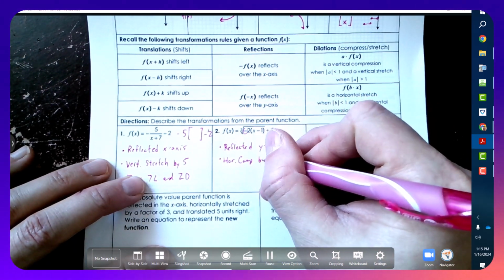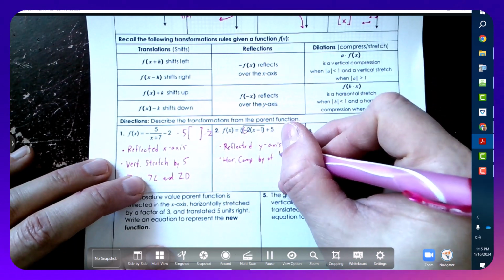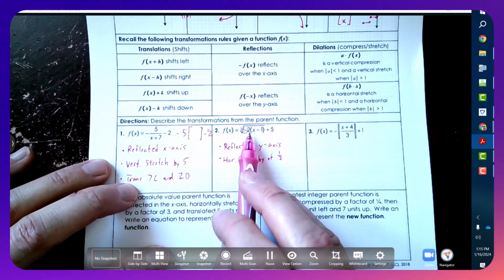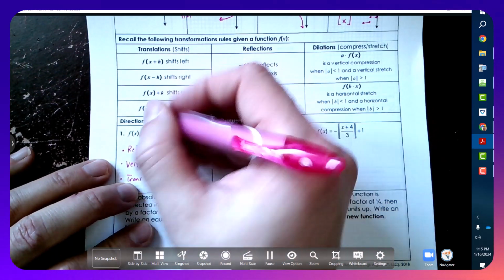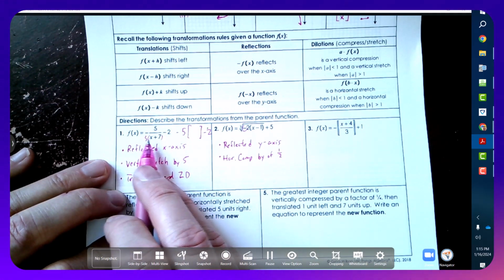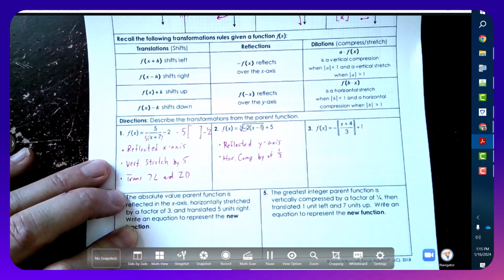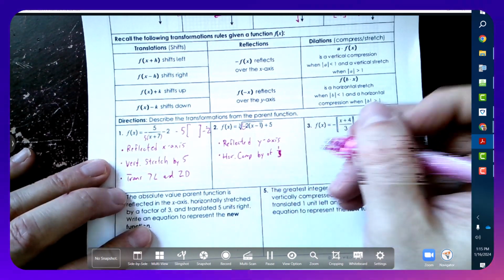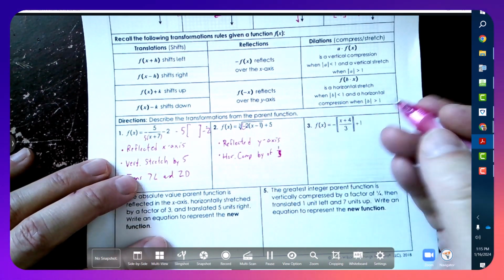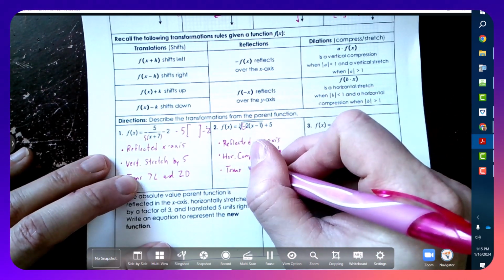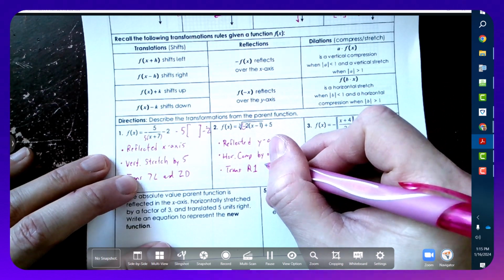What we have is a factor of 1/5. If that 5 had been right here, on the inside of the parent function, it would have been a horizontal compression. You can see that it's a horizontal compression by a factor of 1/5, is what I should have said. Then we have a translation of right 1 and up 5.